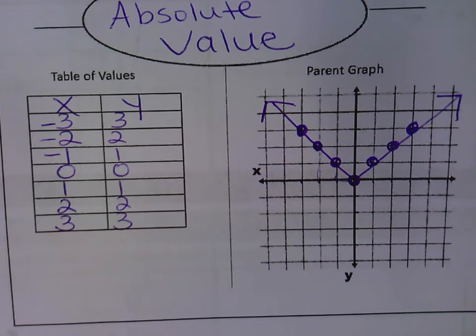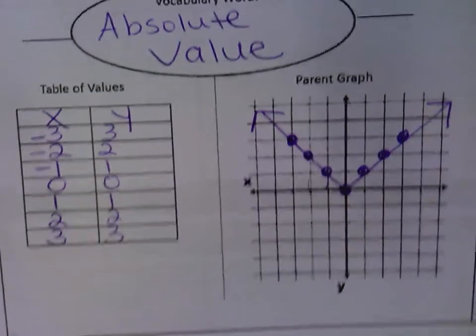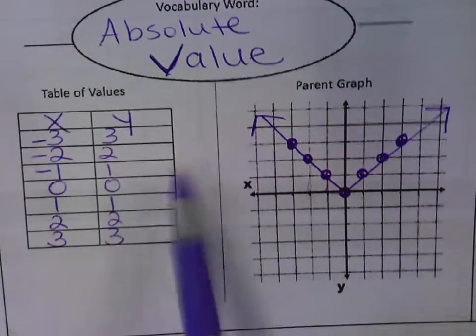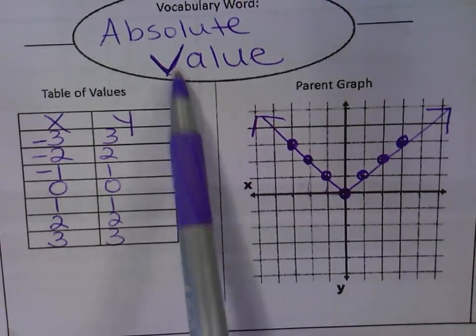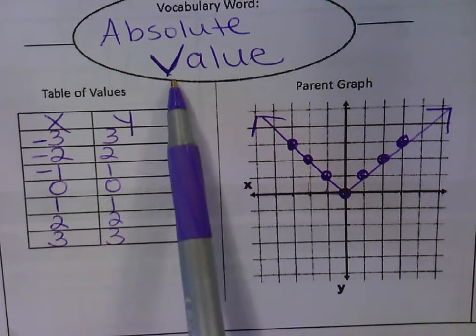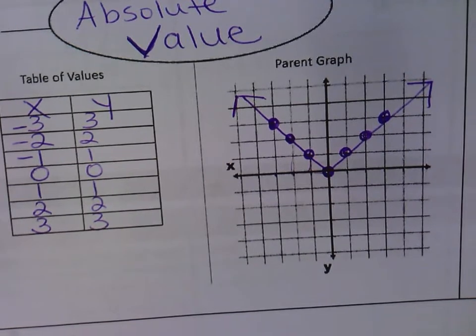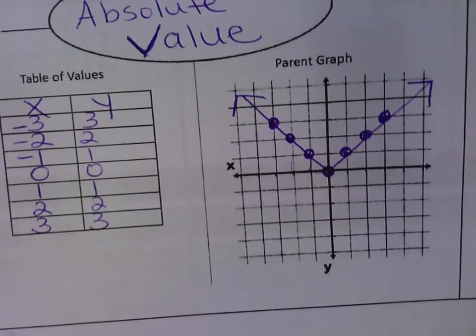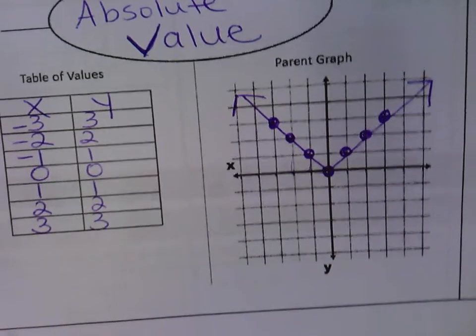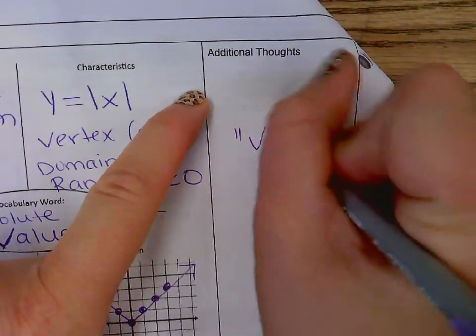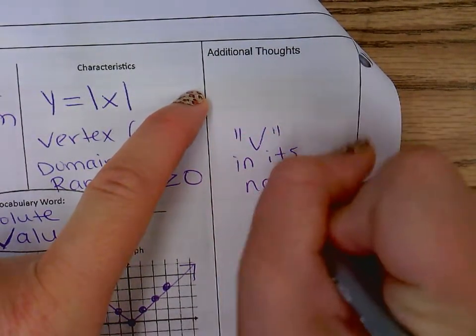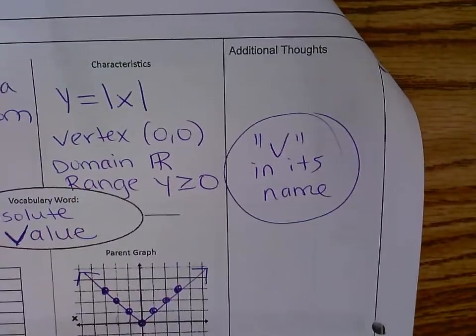All right, so absolute value, see how the word value has a V? Maybe that can be your clue of what it looks like. Absolute value has a V in the word. I think it's the only parent function that has a V in its name. Is that true? Square root, cube, quadratic, linear, exponential. So yeah, it's the only parent function that has a V as part of its name, if that helps you remember. I'm writing that down as an additional thought because I never thought about that before. Maybe next year I'll say that's a little hint.